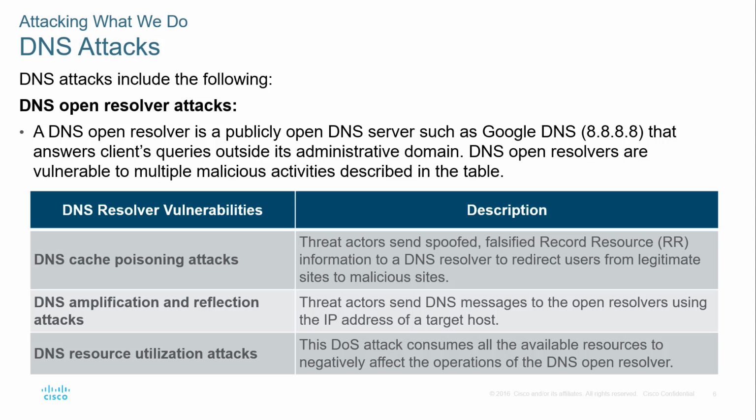Again, because DNS is what handles domain names, this is pretty common. However, you can have security on these DNS resolvers so that they're not as susceptible. Amplification and reflection we talked about in the previous module, but it allows a threat actor to send DNS messages to the open resolver using the IP address of a targeted host. Lastly is the DNS resource utilization attack. This is more of a DDoS attack and will consume all available resources to negatively impact the operation of the DNS Open Resolver.